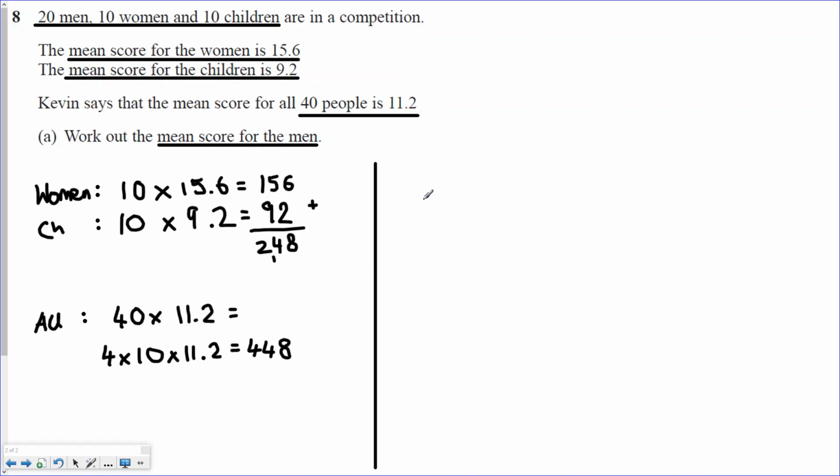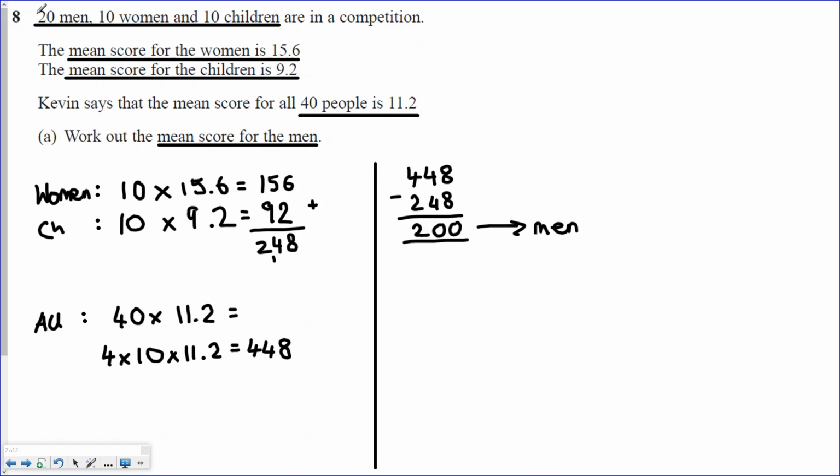The next part of the calculation requires me to subtract 248 from 448. You can do it mentally, or you can use the column method, whatever you prefer. So 448 subtract 248, nice calculation. 8 take away 8 is 0, 4 take away 4 is 0, 4 take away 2 is 2. So we have 200. So this 200 is the overall score for the men.